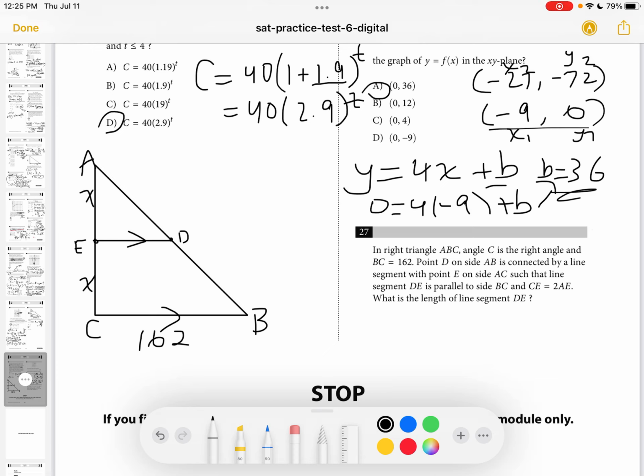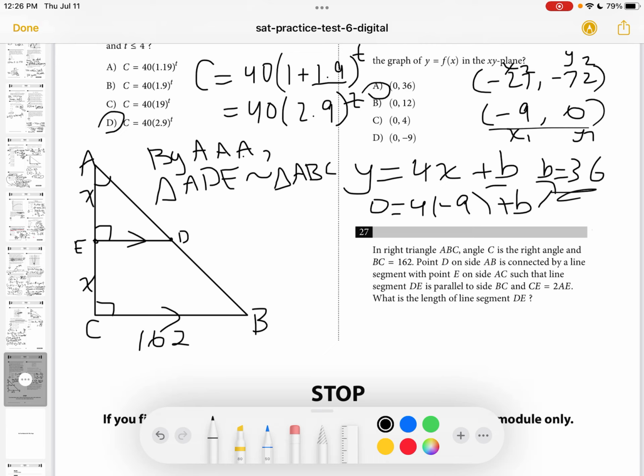Right. So what I'm immediately thinking here is similar triangles because the two triangles, ADE and ABC, share angle A. And because these two lines, DE and BC, are parallel, we have two right angles. So by triple angle similarity, triangle ADE is similar to triangle ABC.